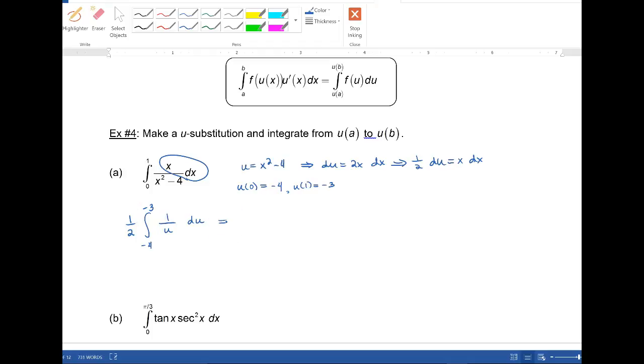Now I'm going to integrate with respect to u. So I have 1/2 ln of absolute value of u. And we want to evaluate this from negative 4 to negative 3. Now what's nice about this, I don't have to go back and plug in x because I changed the bounds to reflect u, so now I can just plug right into u. So I have ln, absolute value of negative 3 would be 3, minus ln, absolute value of negative 4 would be 4. So I have 1/2 ln of 3/4.